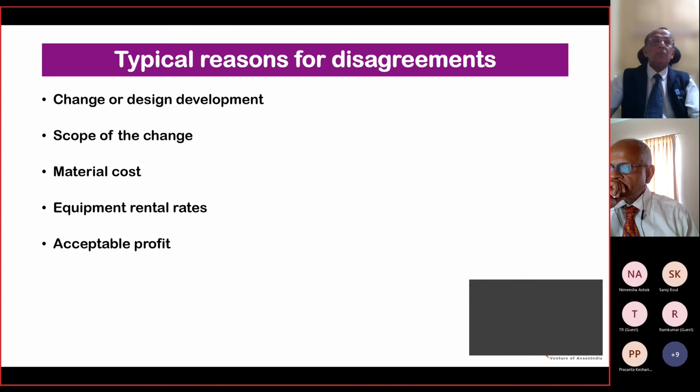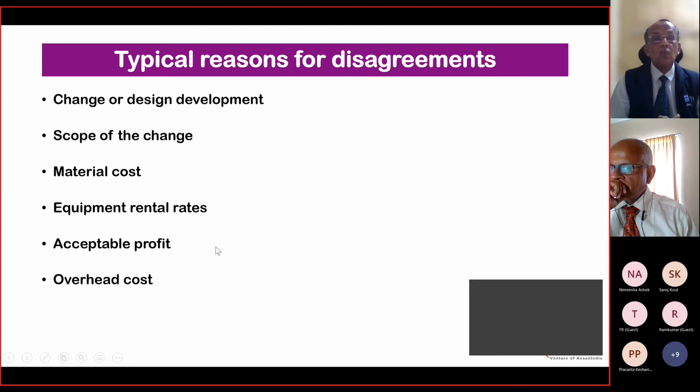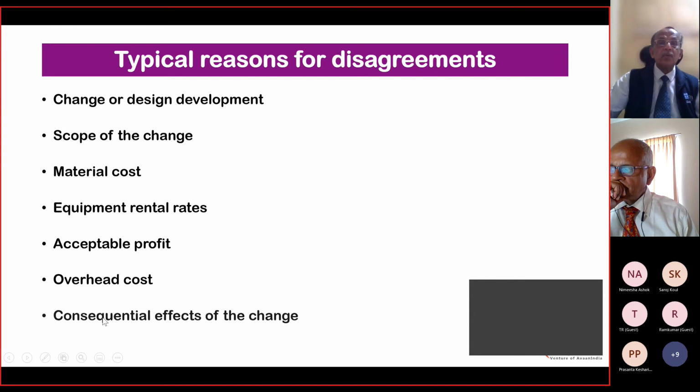Then acceptable profit. Now the acceptable profit comes in cost-based contracts, like what we have been saying before. Between the parties, they have to agree on what is an acceptable profit: landed cost plus 15 or 10%, whatever has been agreed, plus overhead cost. Then the consequential effect of change, right?